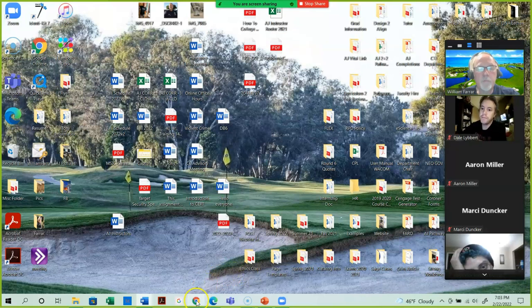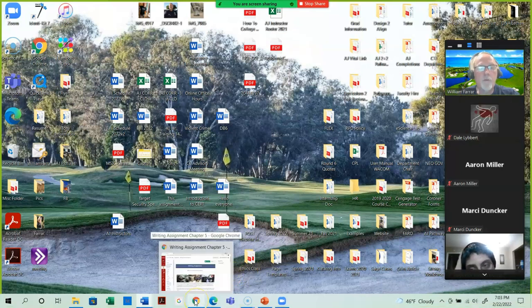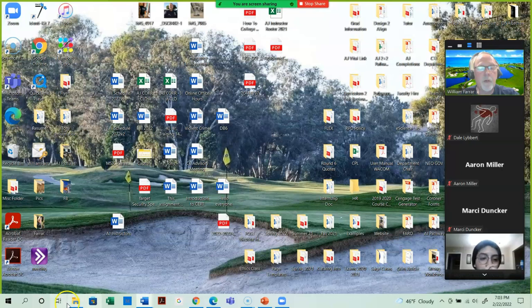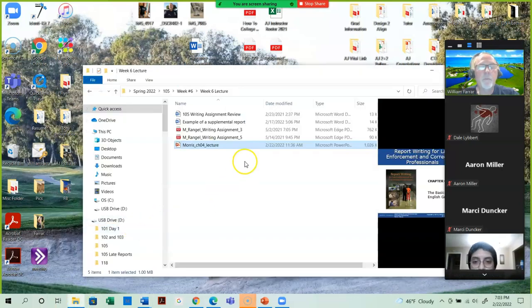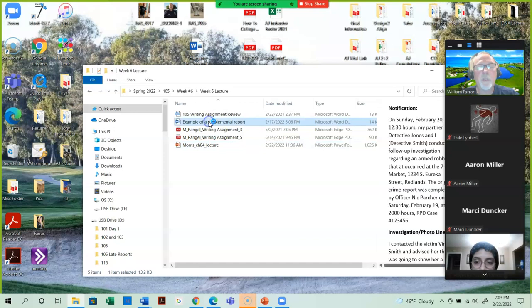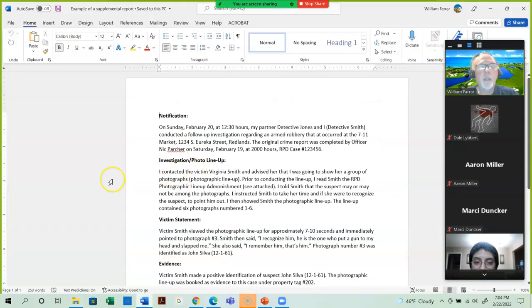Okay, so I wanted to take a quick look at just a couple of the assignments, the one that we went over, and then we're going to look at the following week. When you submitted your assignment for last week, I attached a document to it, kind of an example of a supplemental report. Can everybody see that? Okay, good.